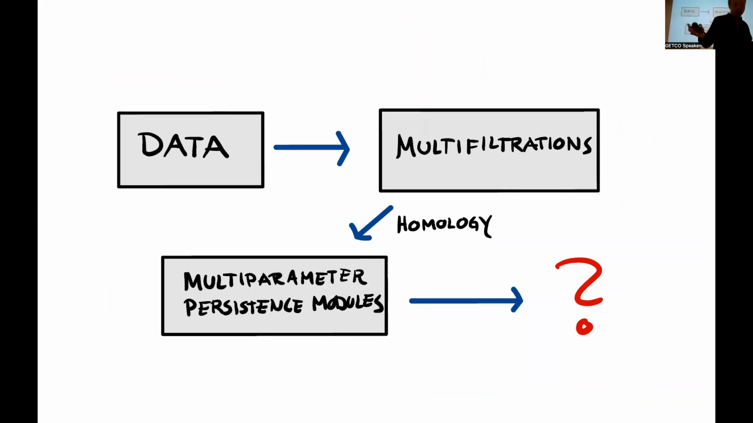Constructing a multifiltration, well, I can give you many examples. It's not very hard. Applying homology is also not very hard. But then the question is, where do we go next? Right? I want to compute barcodes, because most of the things we do in 1D are based on the barcode. So how can we take that theory and put it into that multi-parameter landscape?